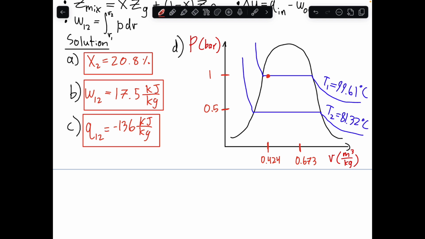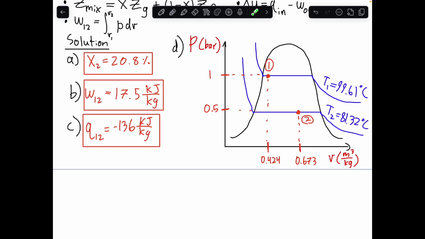And now we can actually draw in our points on these lines. So wherever these two intersect, we will be at our point 1. So we'll call this point 1. And then wherever these two intersect here, we'll be at our point 2. Okay, so this point up here is state 1. This point down here is state 2.